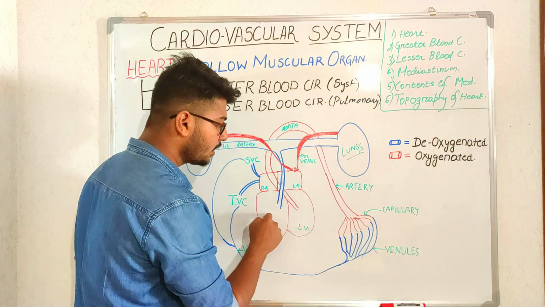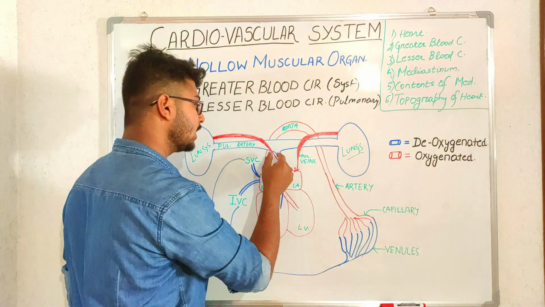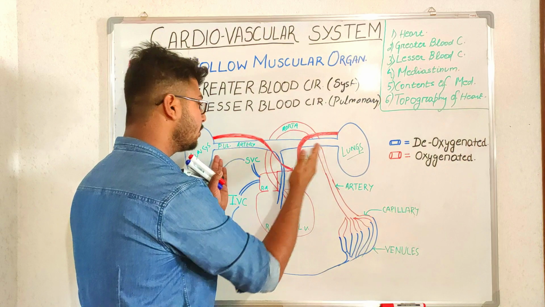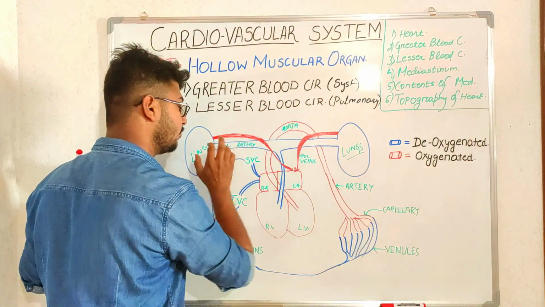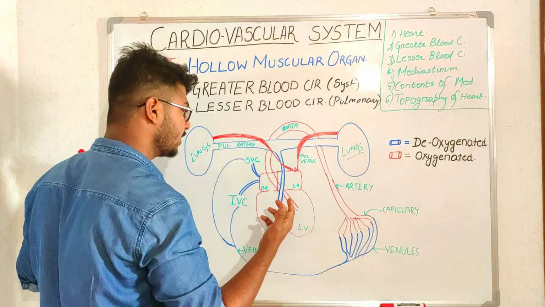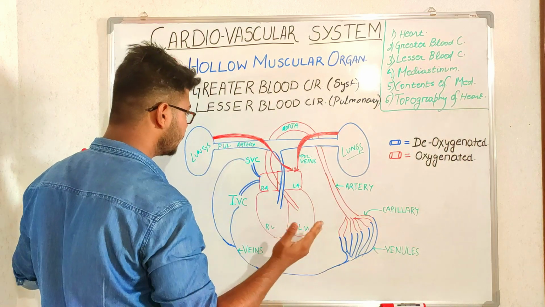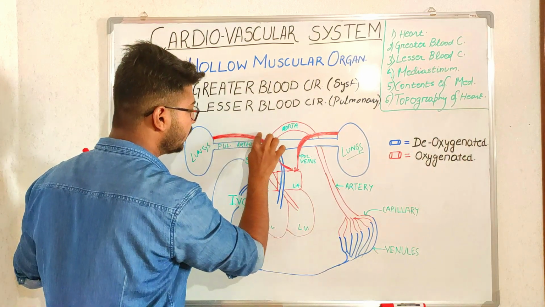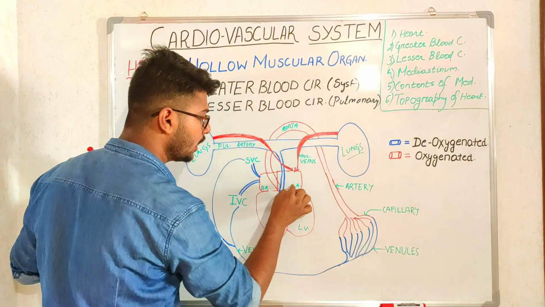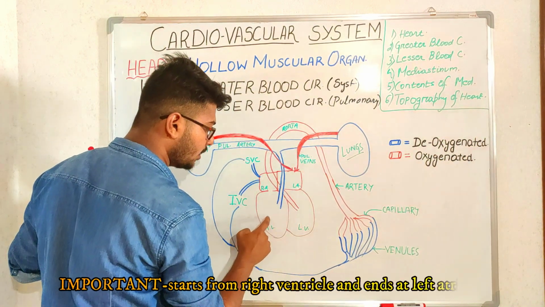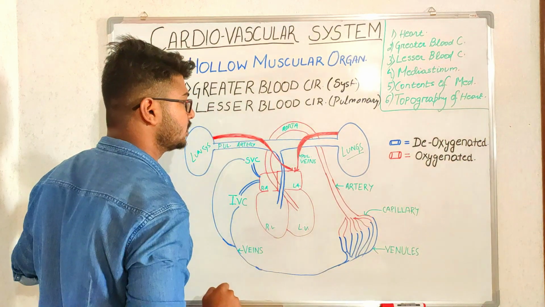Then from the right ventricle it is carried through the pulmonary trunk. The pulmonary trunk is divided into right and left pulmonary arteries that carry the blood to the two lungs for oxygenation of the deoxygenated blood. After oxygenation, the oxygenated blood is carried by the pulmonary veins to the left atrium. So starting from the right ventricle and ending at the left atrium, this is called lesser blood circulation.